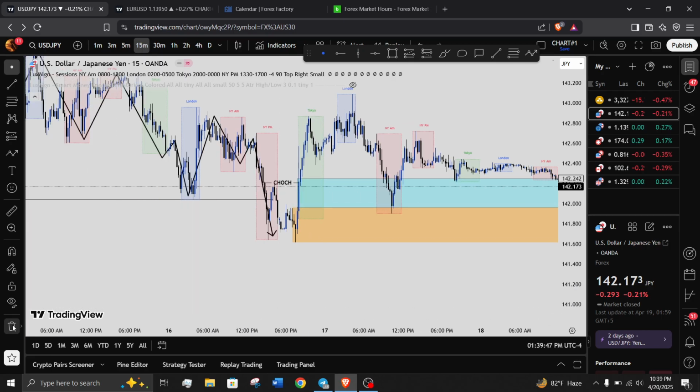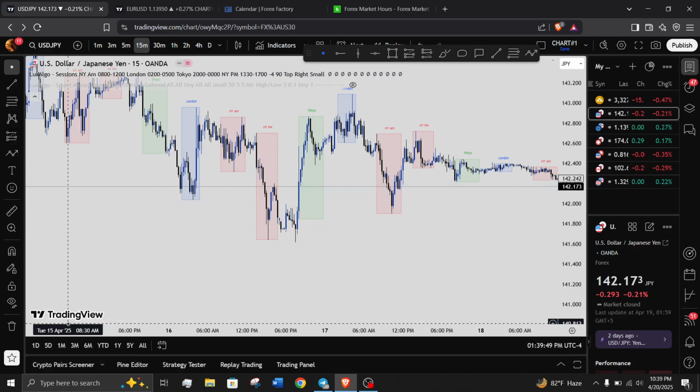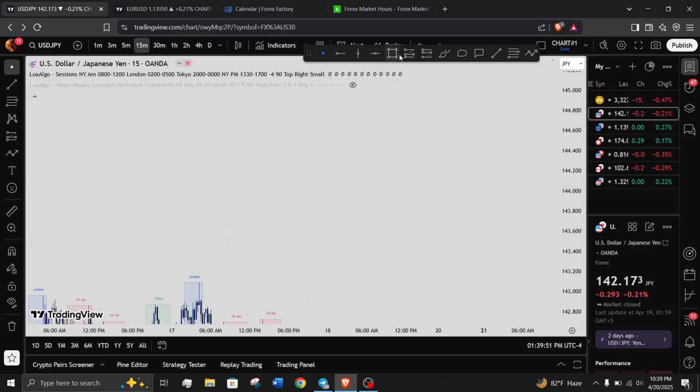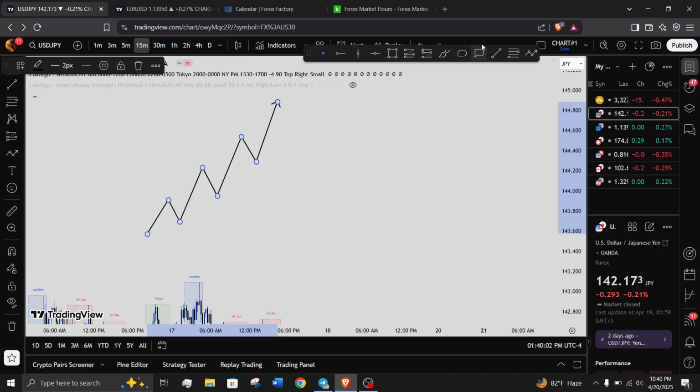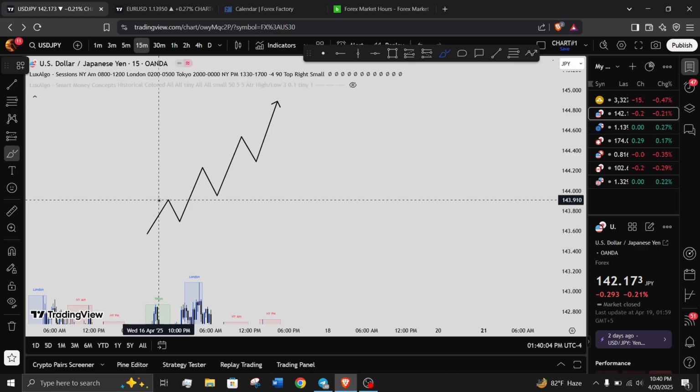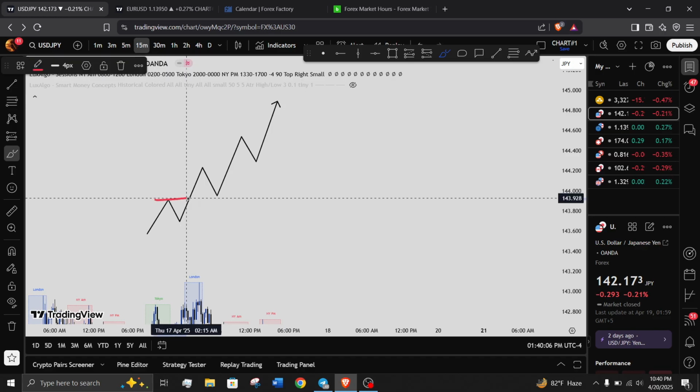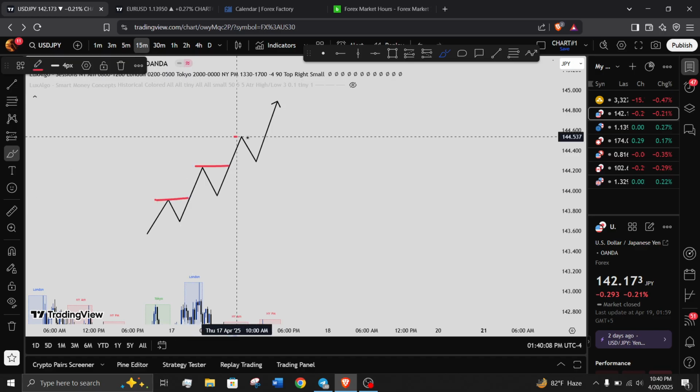Now let's talk about break of structure. Now we are in a bullish trend. So we make higher highs, higher lows, higher highs, higher lows, and we break the previous structures right here, like this. This is our break of structure.